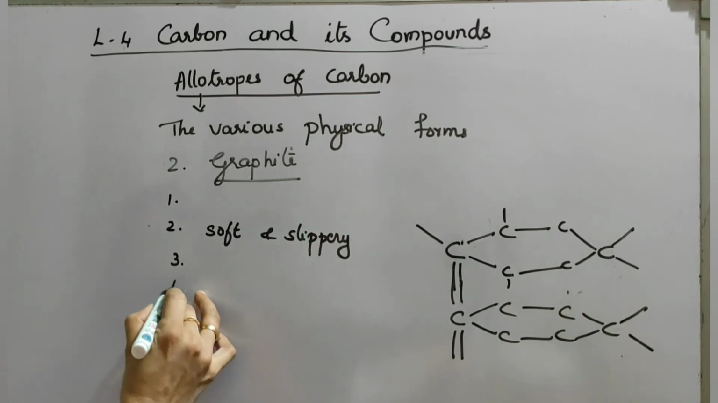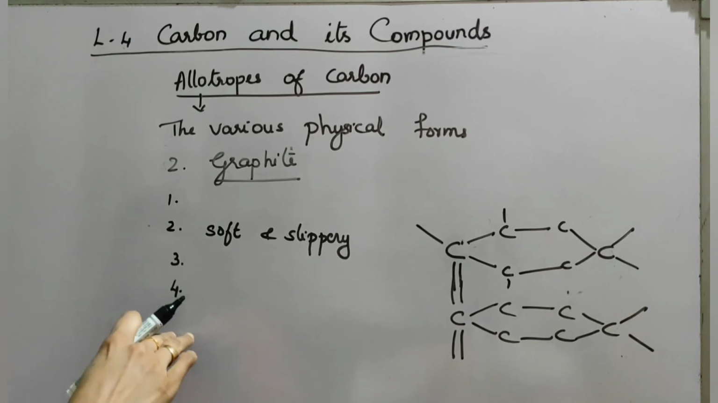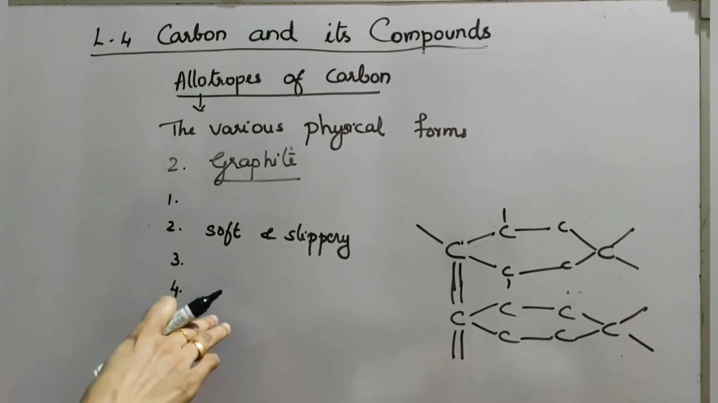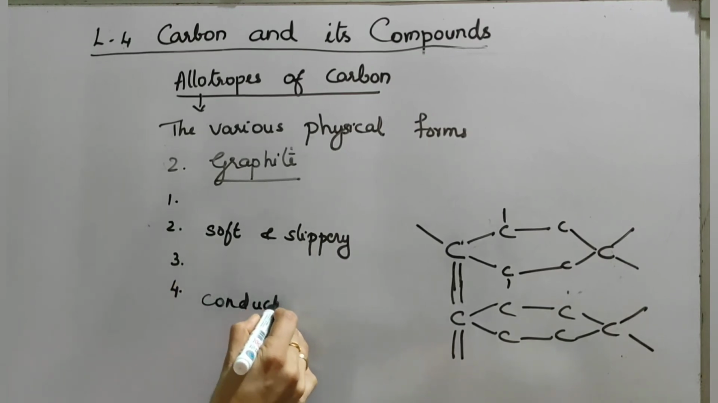And the fourth property: we already studied that diamond does not conduct electricity, but graphite conducts electricity. Just the opposite of diamond, graphite shows this property.